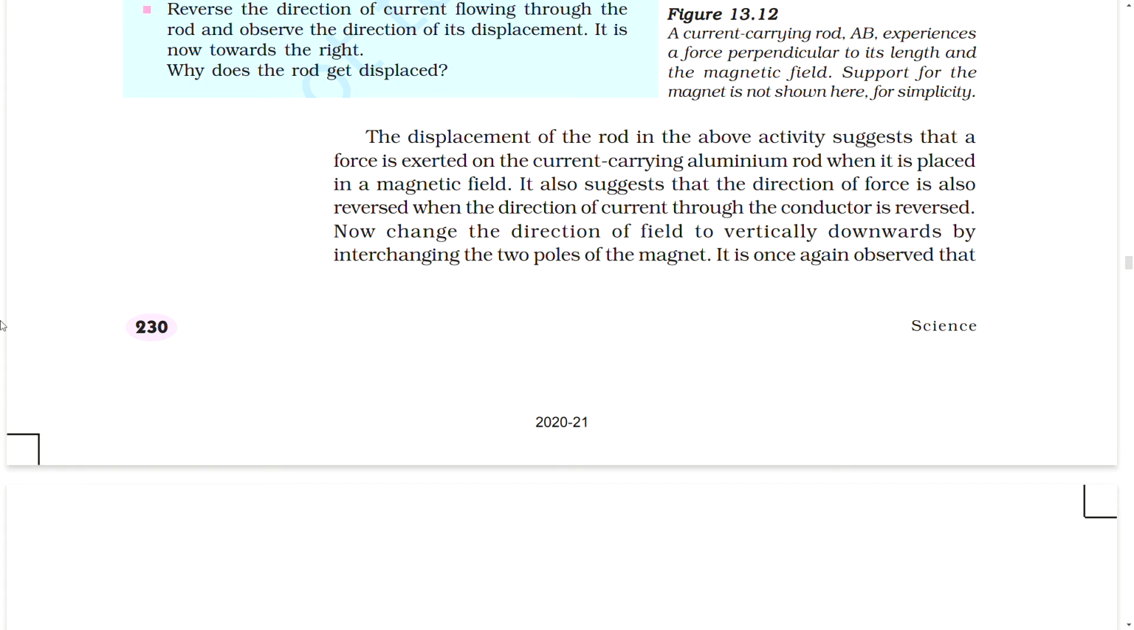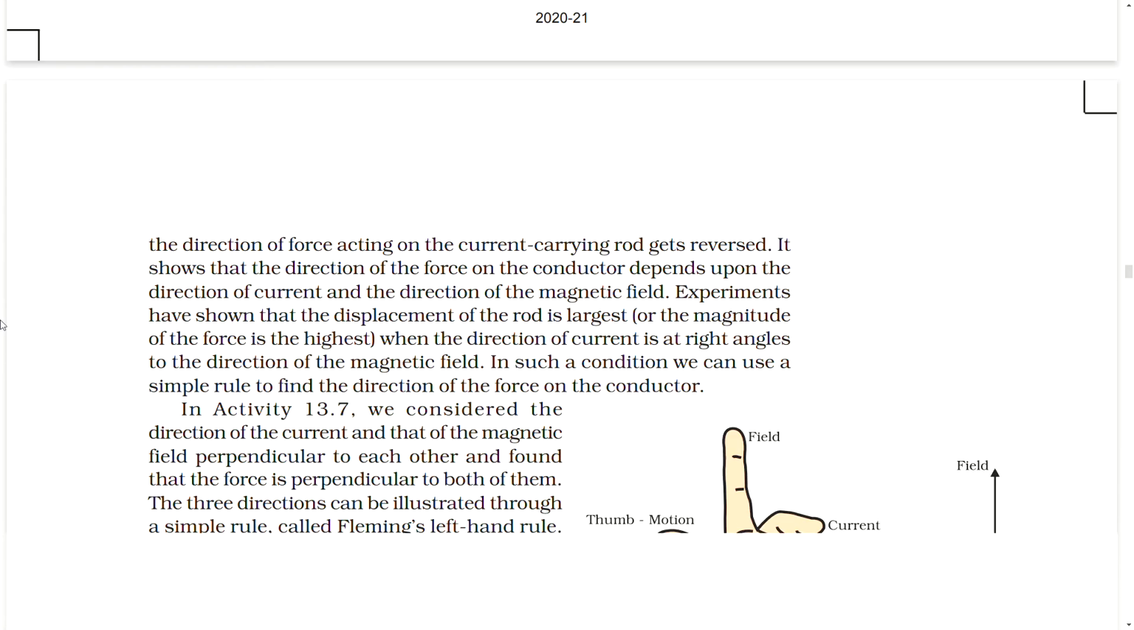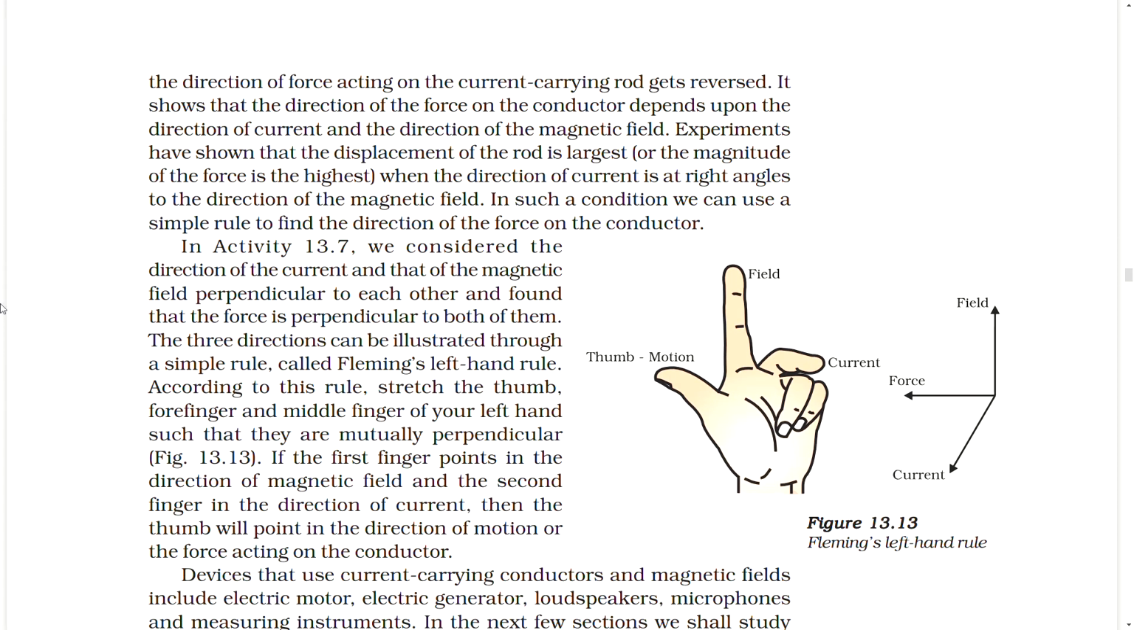The displacement of the rod in the above activity suggests that a force is exerted on the current carrying aluminium rod when it is placed in a magnetic field. It also suggests that the direction of force is reversed when the direction of current through the conductor is reversed. Now change the direction of field to vertically downwards by interchanging the two poles of the magnet. It is once again observed that the direction of force acting on the current carrying rod gets reversed.